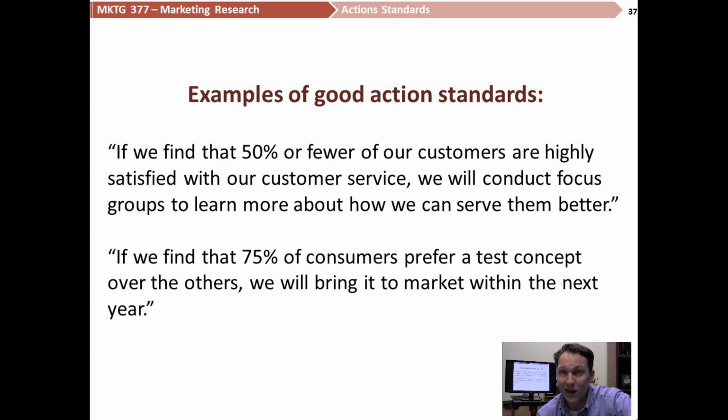Now, action standards don't always have to be quantitative like this, although they generally are going to be more focused on quantitative data than qualitative data, just because it's easier to set action standards based on quantitative data. But hopefully this gives you an idea of how specific they should be and how they should really be talking about action. And often, you're also going to write what you're going to do in the event that your action standard's not met.